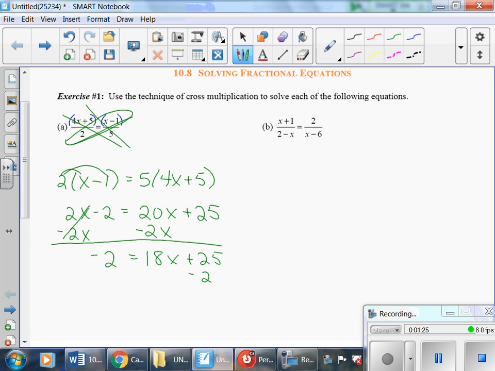And then minus 25 from both sides. And I'm going to get negative 27 is equal to 18x. Divide both sides by 18. And x is equal to negative 3 over 2. Easy enough, I hope.